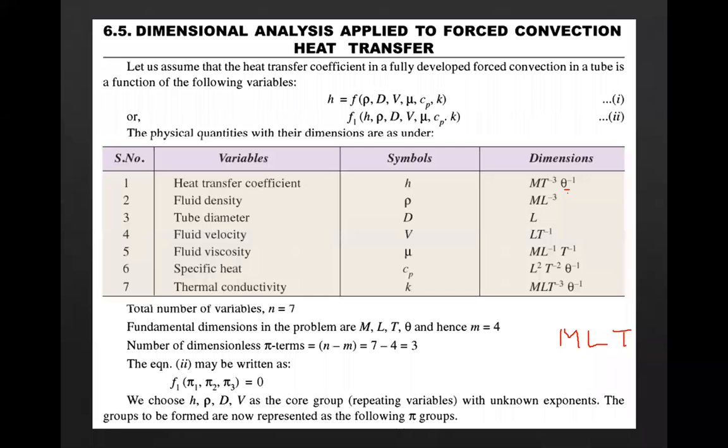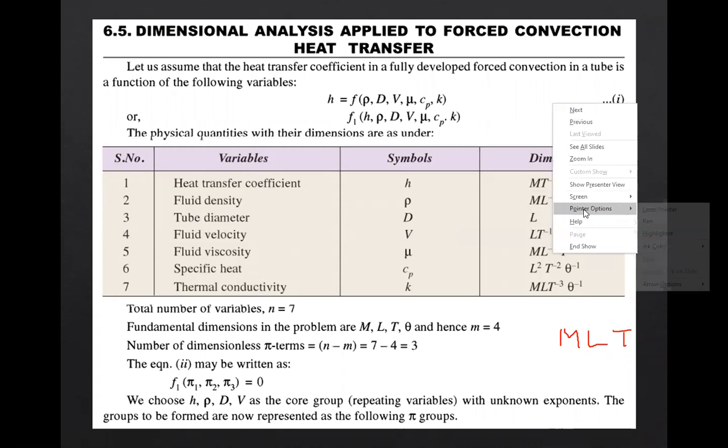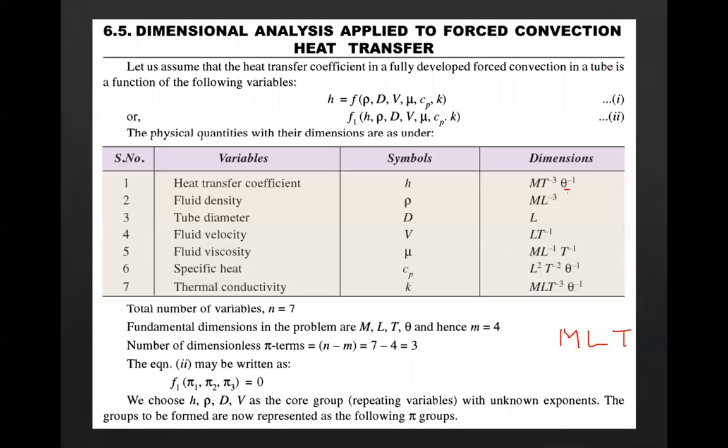Good morning, students. Today we are discussing dimensional analysis applied to forced convection heat transfer. Okay, let us start with some basic numericals. Let us consider the heat transfer coefficient in a fully developed forced convection in a tube, which is a function of the following variables.